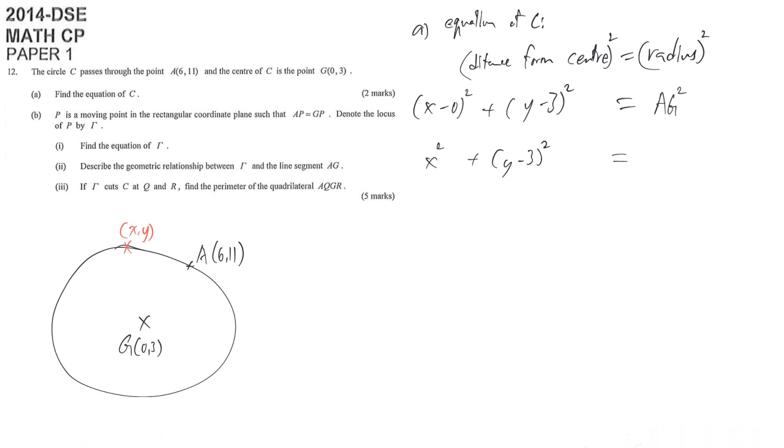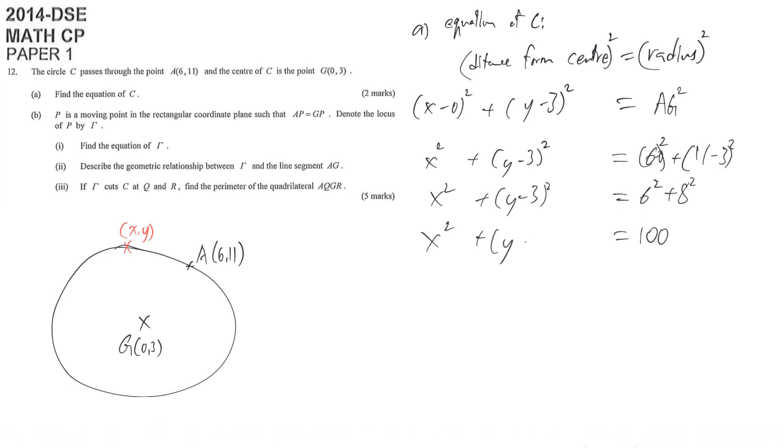Because A passes through the circle, (6 squared minus 0 squared) plus (11 minus 3) squared. This is 6 squared plus 8 squared, which is 100. So this is the equation of the circle. We finish part A and then we focus on part B now.